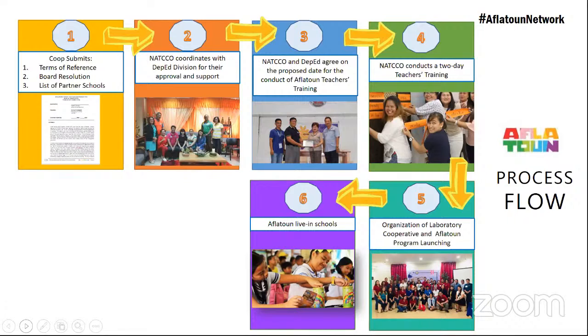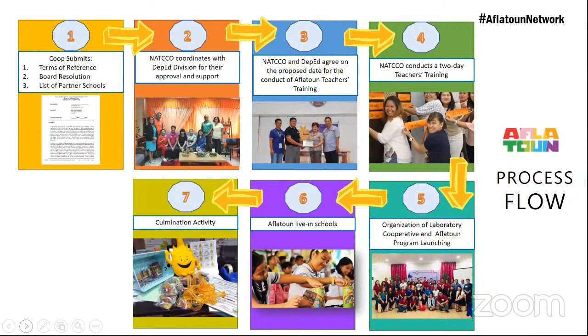And once the program is in place in a particular school, the Aflatoun lessons are integrated in the values or character education, PLE, or subjects as stated in the memorandum. However, the teacher can use the Aflatoun manuals in any subject areas where the Aflatoun lessons best fit. And then the Aflatoun program uses the child-friendly banking approach wherein enrollment in the savings scheme is voluntary.